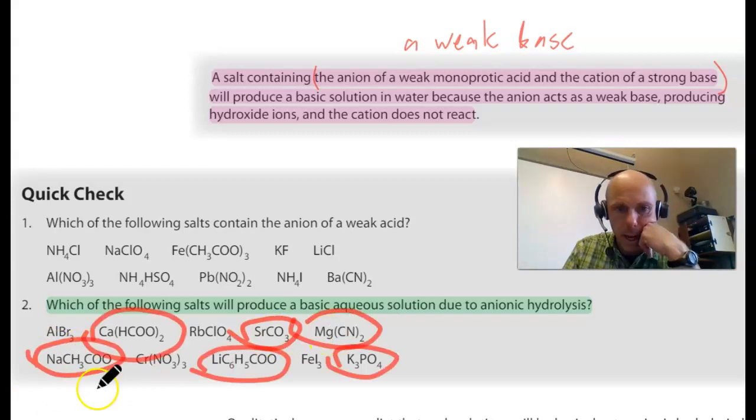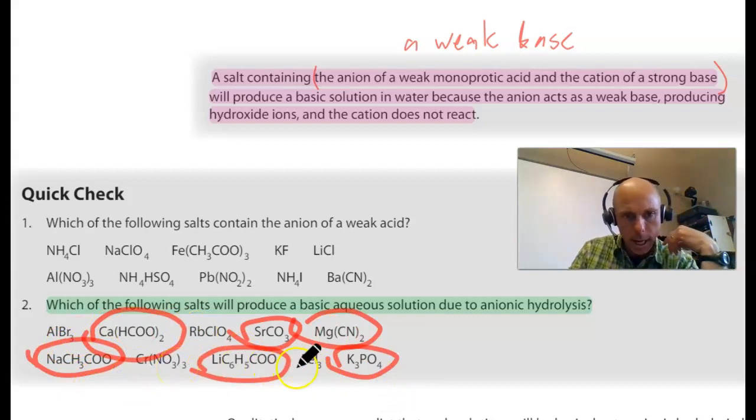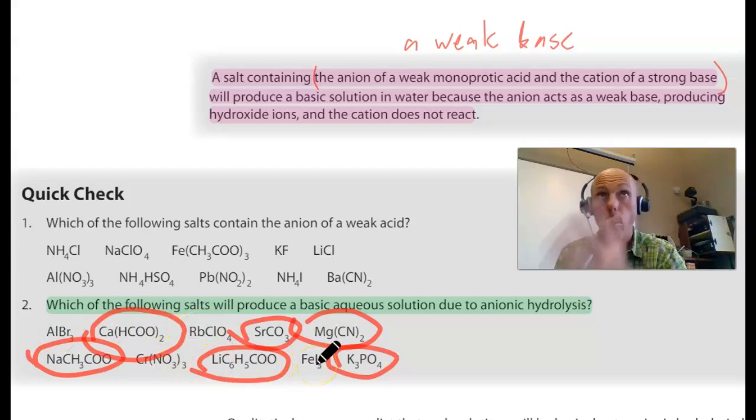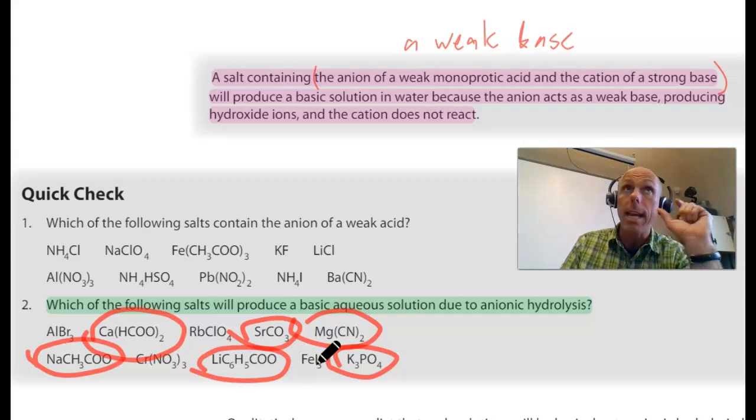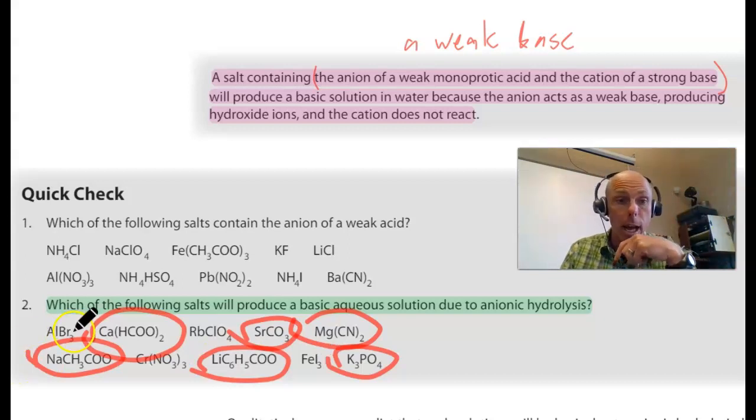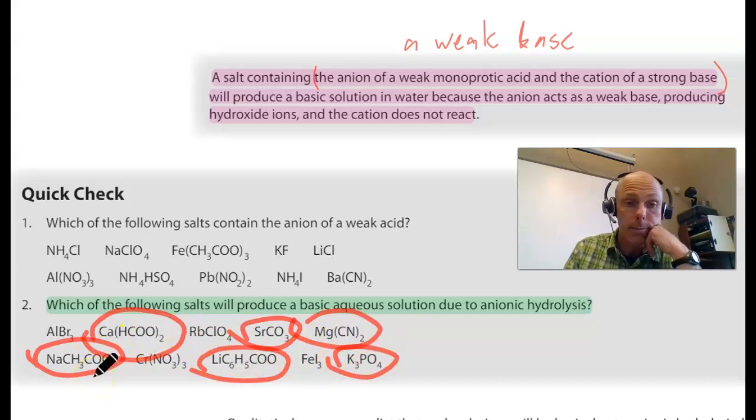Here I got 3 up top and 3 down below I circled. I've left out aluminum bromide, rubidium perchlorate, that chromium nitrate, and then iron iodide. I left those out because their anions, bromide, perchlorate, nitrate, and iodide, are not weak bases. Or, if you want to think of it this way, they are the anions of a strong acid. Hydrobromic acid, perchloric acid, nitric acid, hydroiodic acid. The rest of these have anions that are weak bases or aren't the anions of strong acids.